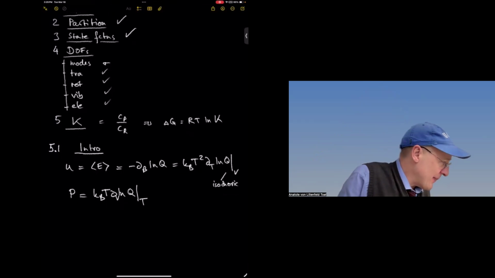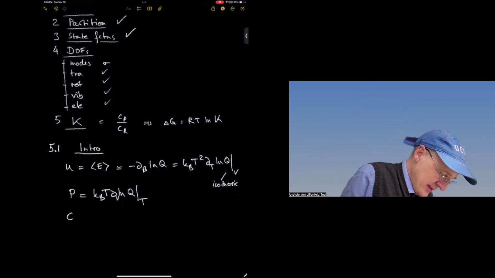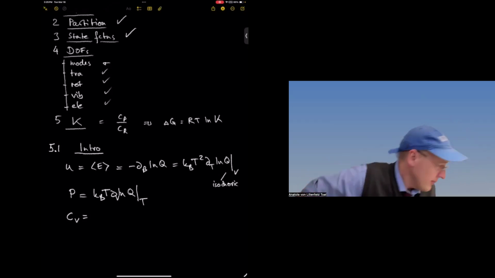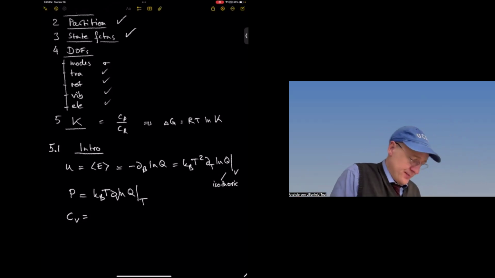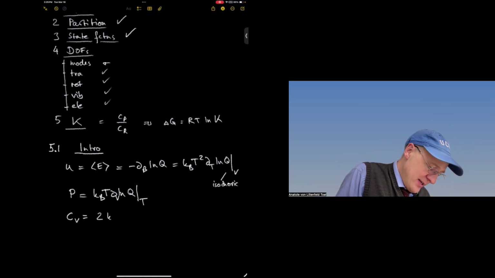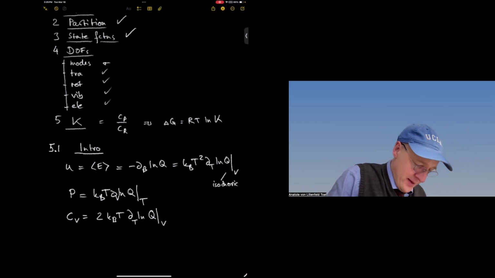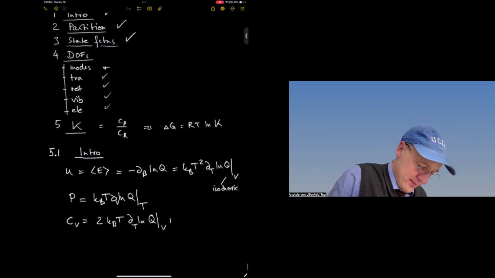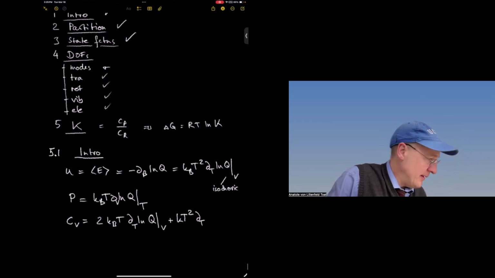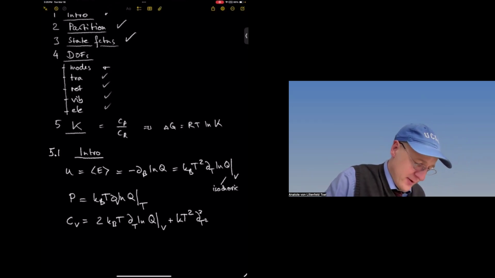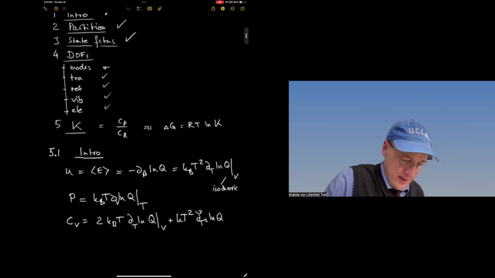The heat capacity, CV, is 2 kBT dT of logarithm q, constant volume, plus k T squared, second order derivative of logarithm q with respect to T, constant volume.